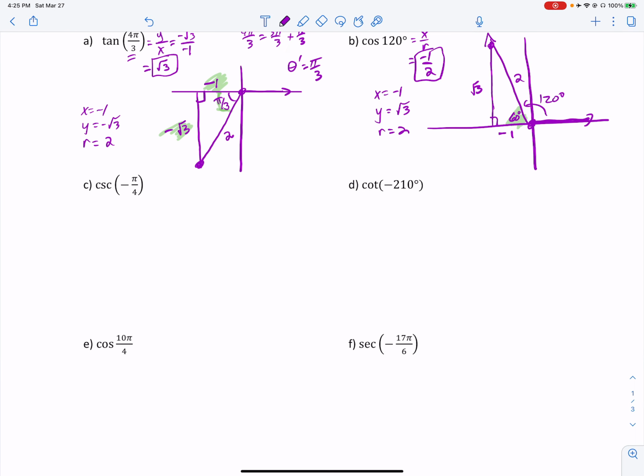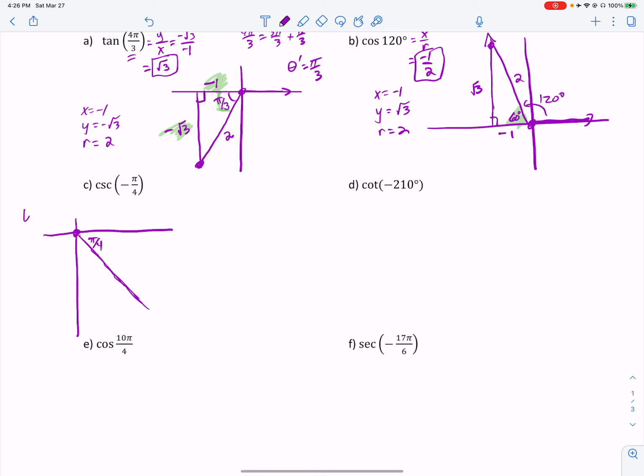Cosecant of negative pi fourths. Well, you're going to be rotating clockwise, and pi fourths is when you take a half a turn and divide it into four. That's equivalent to 45 degrees. So we're going to be going like this. Your reference angle is always considered to be positive though.